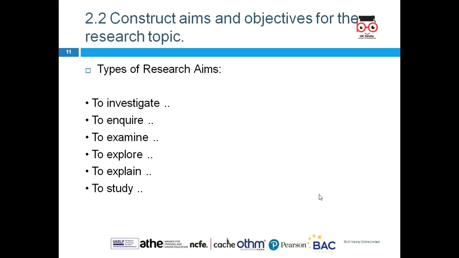And now we've got types of research aims. So why do people do research? What's the whole purpose of this? And there's a few things. It's because somebody wants to investigate a certain phenomena or a certain area. You want to inquire, get more information.